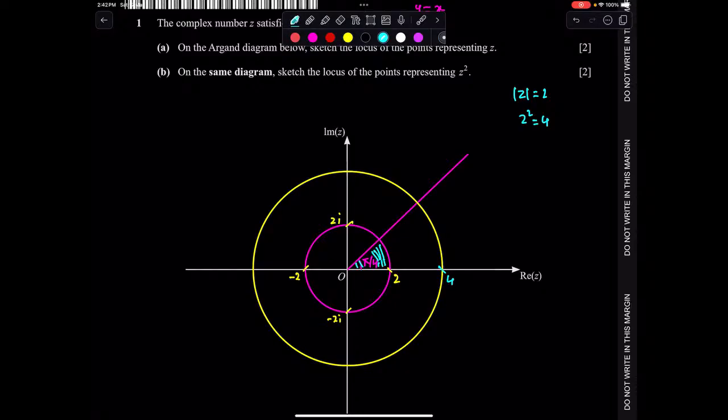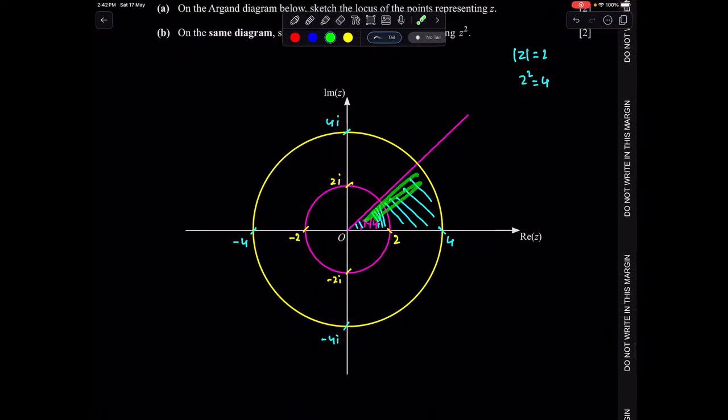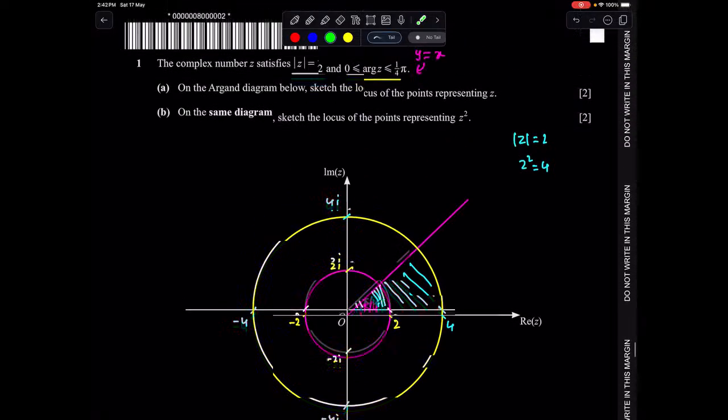This is 4i, minus 4, minus 4i, and shade this part as well. Why? Because argument z lies between 0 and pi by 4. So this is the required region of z. This is done.